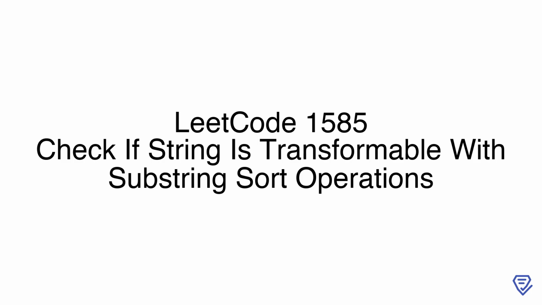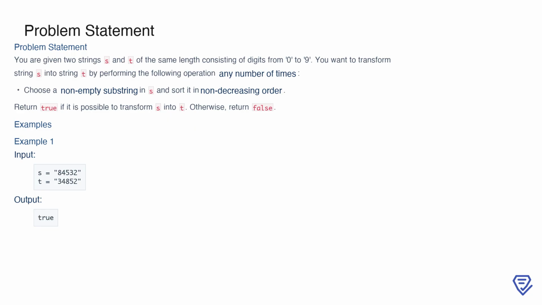Let's get started. In this problem, you are given two strings, s and t, both of the same length and composed of digits from 0 to 9. The goal is to determine if it is possible to transform string s into string t by repeatedly performing a specific operation. The operation allows you to choose any non-empty substring within s and sort it in non-decreasing order. You can perform this operation as many times as needed. If s can be transformed into t through this process, you return true.